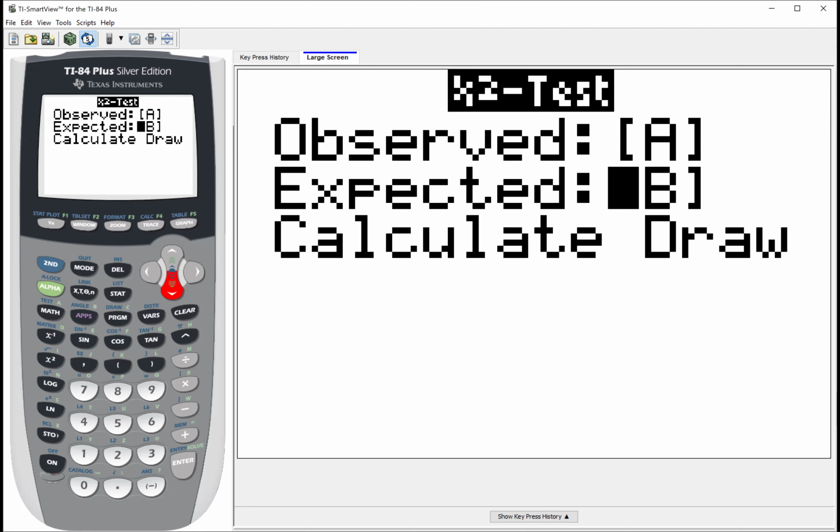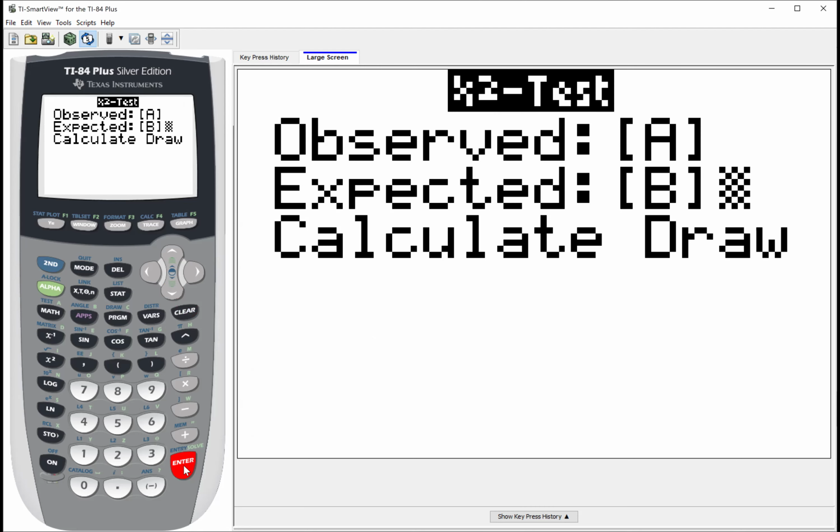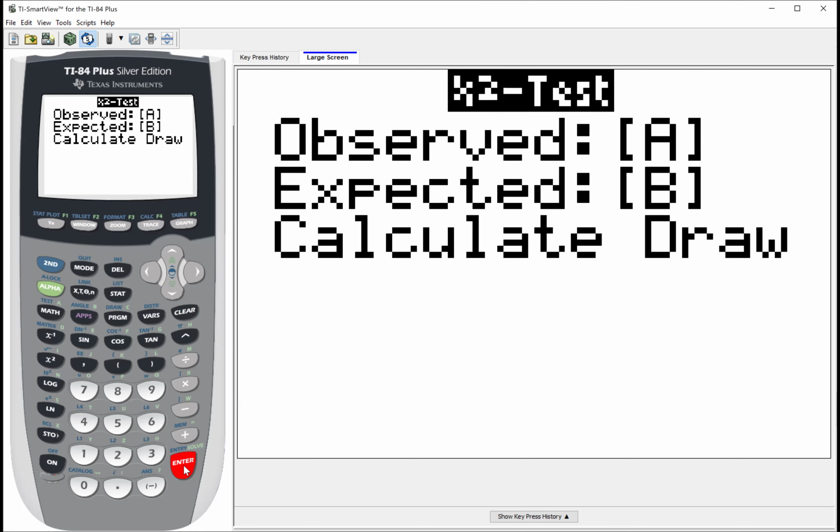So let's say there was nothing there for you right now. Let's just put B there. So second and then matrix, and then I'm going to choose B. So now it's going to put all the expected values in matrix B, and then it's going to calculate chi-square using the formula that I did with that first example in the last lecture. We don't have to do it by hand. Calculators can do it for us. So let's calculate.